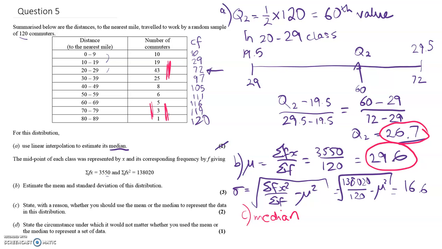Part D, under what circumstance would it not matter whether you use the mean or the median? They would be exactly the same if it was a symmetrical distribution. So one where there was no skew or no sort of majority of values at one end or the other.